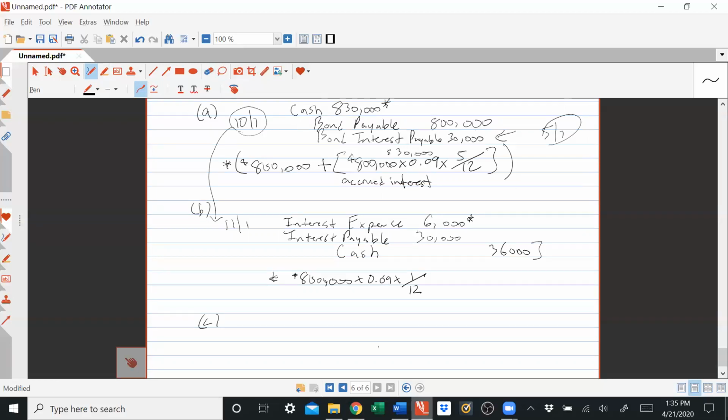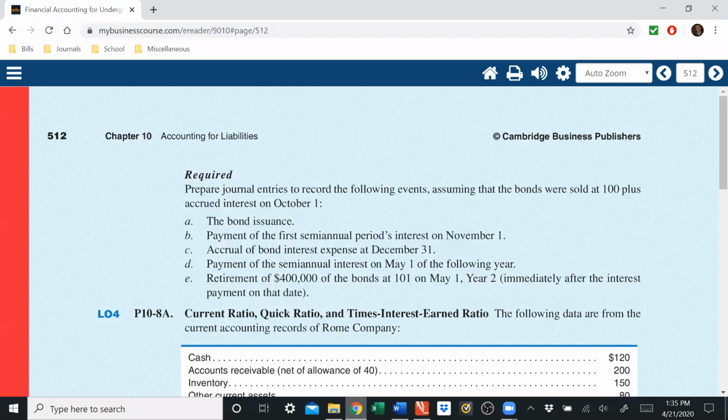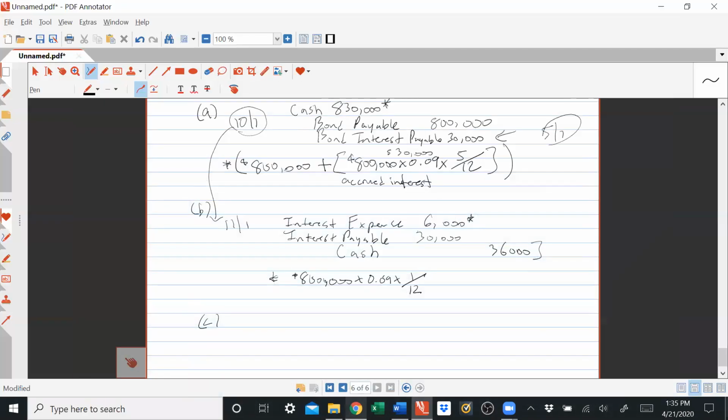And then C, accrual of bond interest at December 31st. December 31st happens to be at the end of an accounting period. It is not one of the dates on the bond certificate though. It's not May 1st to November 1st. We're not paying any interest, but as of December 31st, we do owe some interest. We have to recognize 2 months of interest expense, November and December, and 2 months of related interest payable.